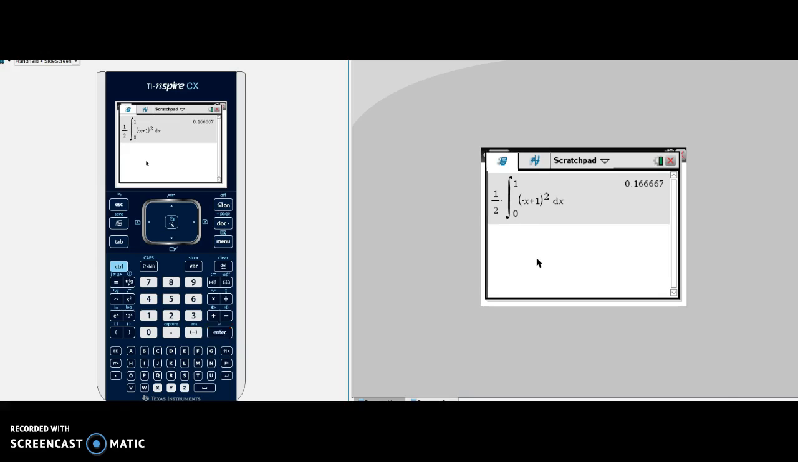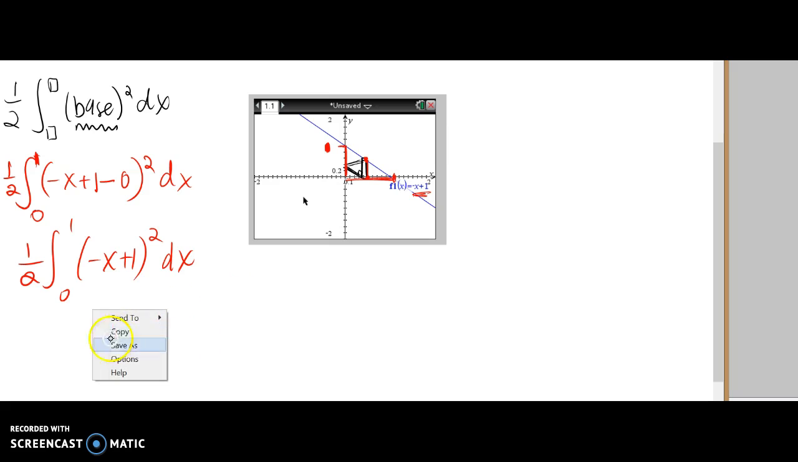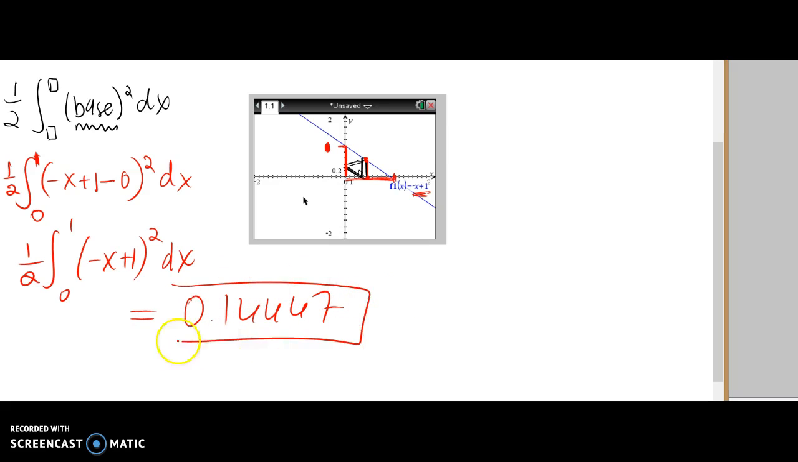0.16667. There you have it. Another volume of a known cross-section.